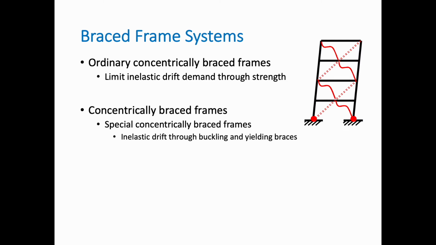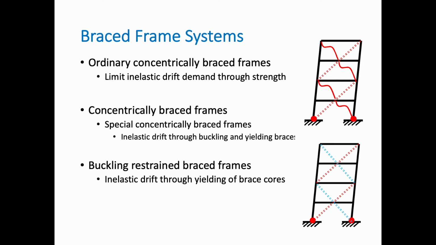Then there are the concentrically braced frames, and these are special concentrically braced frames that have an inelastic drift. They can achieve that through buckling and yielding of the braces, as we can see here, either in compression or in tension. These are usually designed for high-rise buildings in seismically active zones.